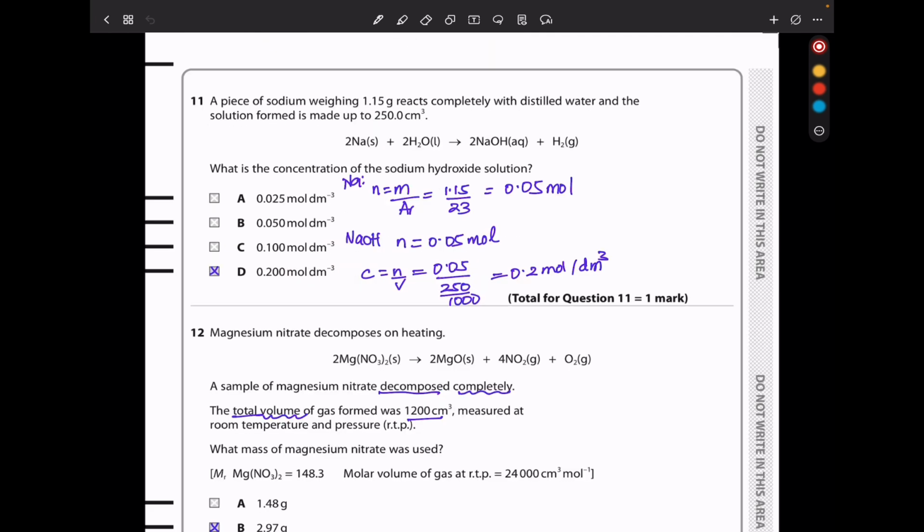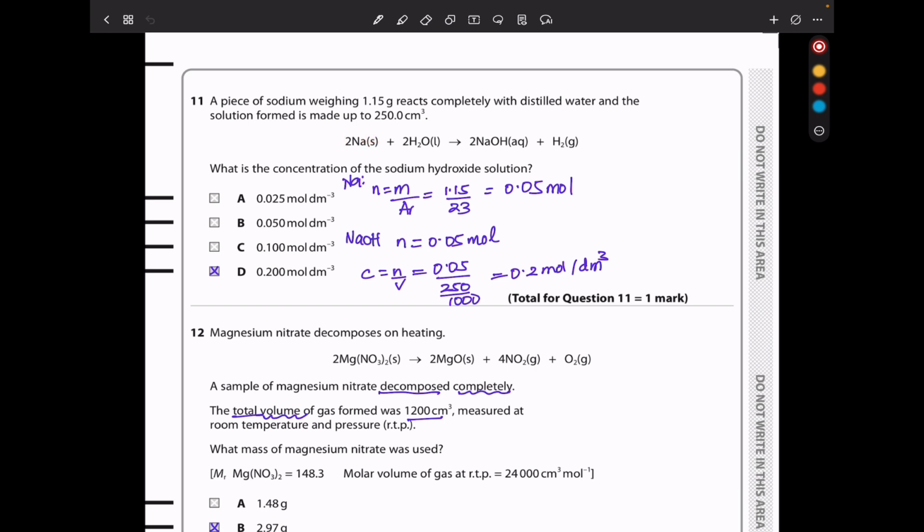In question 11, a piece of sodium weighing 1.15 grams reacts completely with distilled water, and the solution formed is made up to 250 centimeters cubed. So this is the equation for the reaction. They say, what is the concentration of sodium hydroxide solution? For sodium, the number of moles is going to be the mass divided by the atomic mass, and I got 0.05, so those are the moles of sodium.